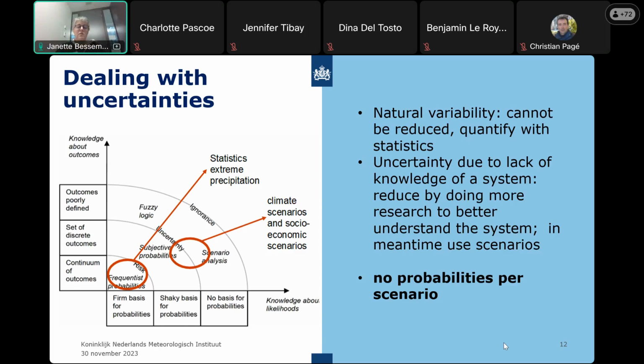But in the meantime, a good approach is using scenarios. If you have natural variability, then you can use statistics and probabilities. But in the case of limited knowledge about systems, you often do not have a good basis for probabilities. And in that case, you use scenarios, which indicate what-if situations without a clear probability.